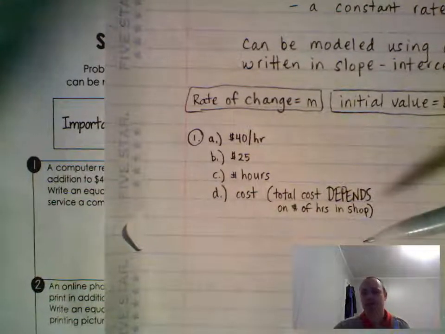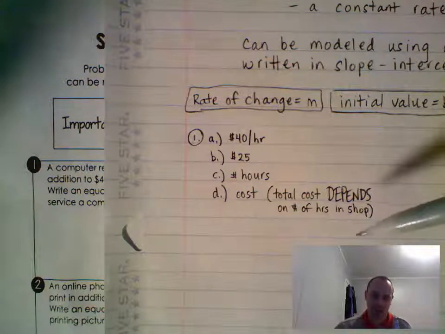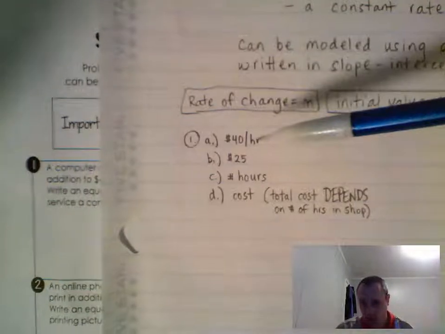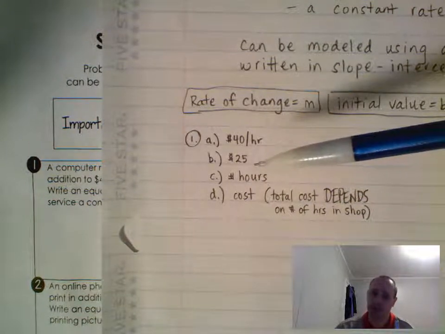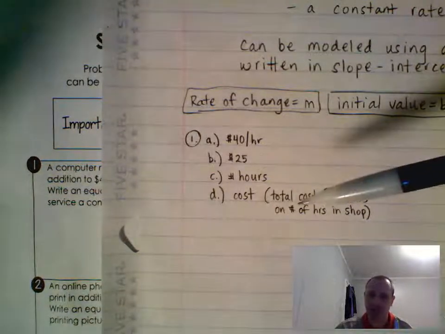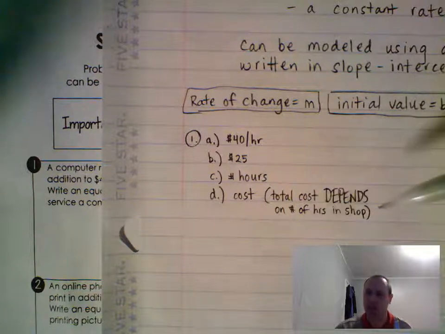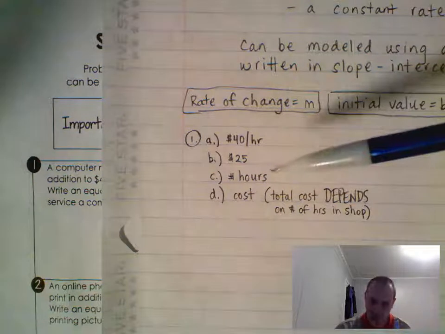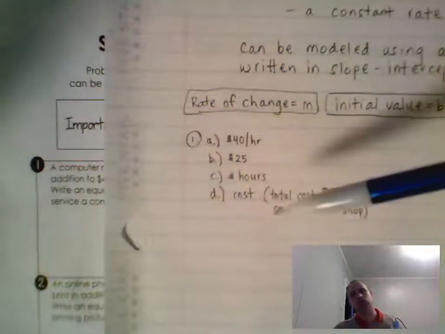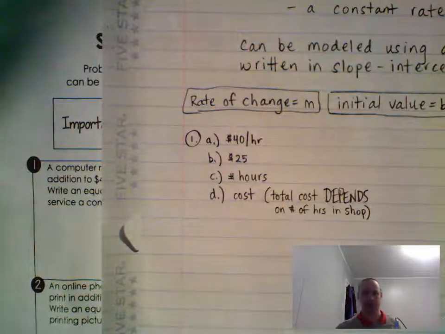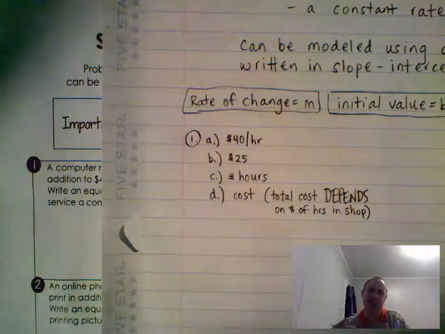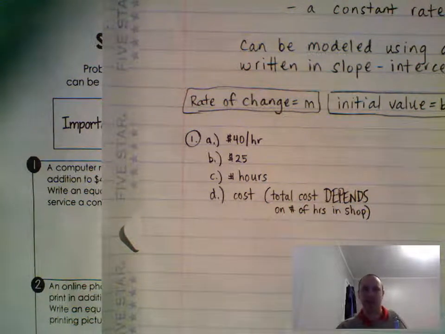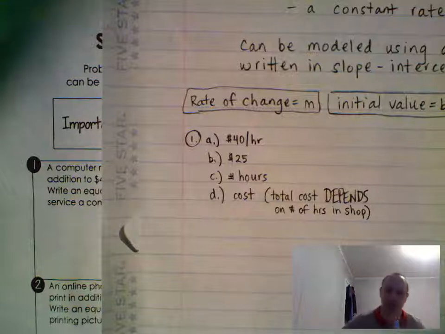If your computer spent 3 hours in the shop, so it'd be 3 times the 40, so 120, and then plus also that 25, so it'd be, what's that, 145. So the cost is the dependent variable because it depends on the other one. The hours don't depend on the cost because the hours could take 7 hours or 8 hours or 9 hours. The thing that's dependent in this case is the cost depends on how long it took.